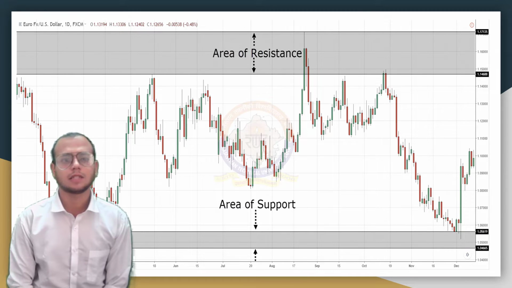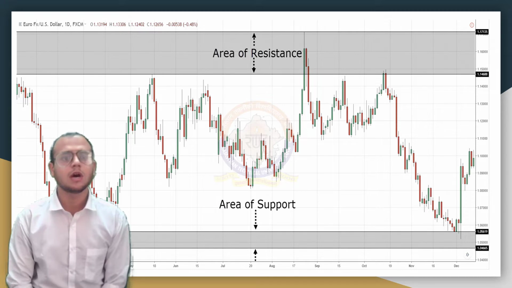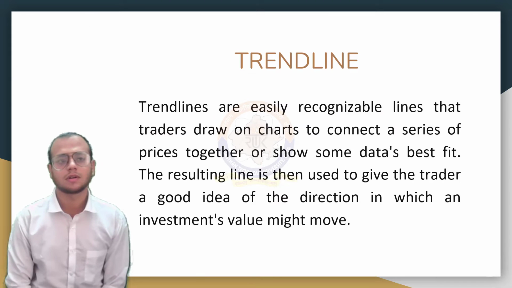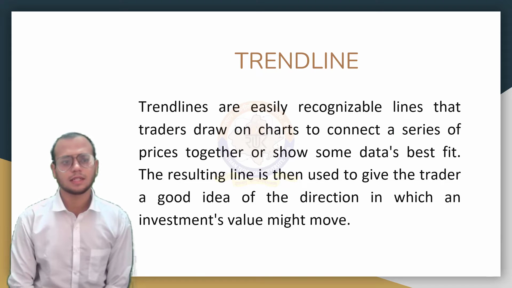Trend lines are the lines which traders draw on charts to connect a series of prices together. The resulting line is then used to give traders a good idea of the direction in which an investor's value might move. Basically, trend lines are of two types, uptrend and downtrend. First, we discuss the uptrend.